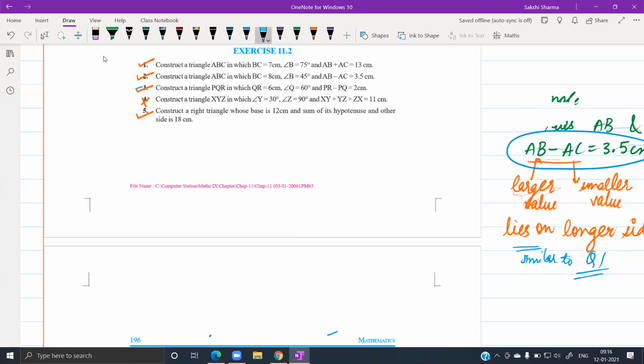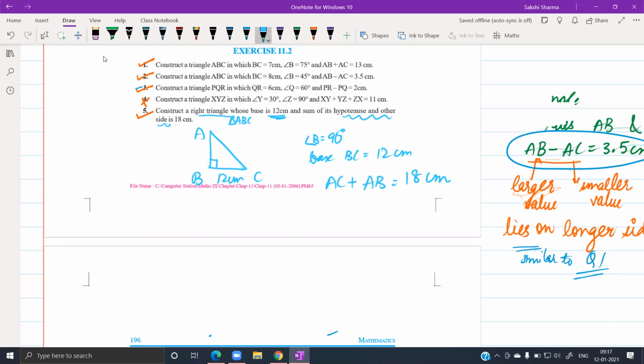Whether it will be type 1 where you're given base, angle, sum of the other two sides, or it will be type 2. Type 1. It's type 1. Type 1. So you're given a right triangle. So let's just roughly draw the figure for that right triangle and name the triangle as ABC. पहले हम नाम रख देते हैं triangle का ABC. Let the triangle be ABC and angle B be 90 degrees. Base is 12 centimeters. Sum of the hypotenuse and the other side. So sum of the hypotenuse means AC and the other side is AB. This is given as 18 centimeters.